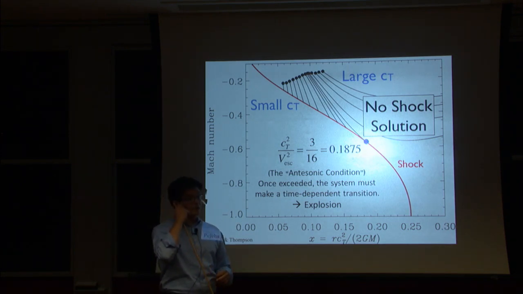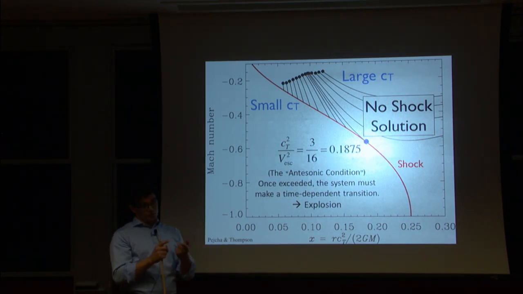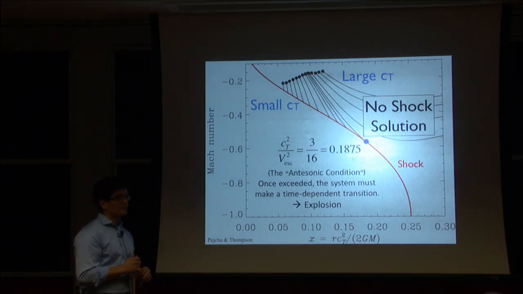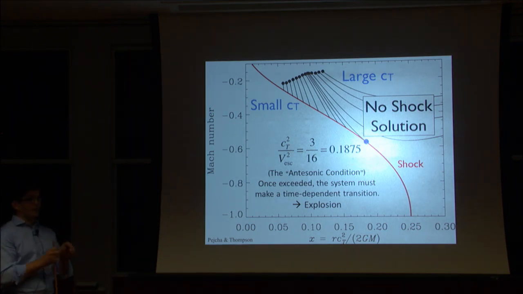They wouldn't be straight. That's right. They would have a complicated shape because of neutrino heating and cooling, because of the equation of state, because of various different things. That's right. All of those things are true. I'm just trying to illustrate.